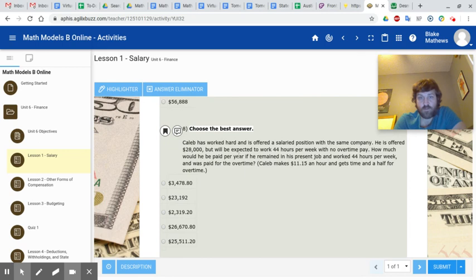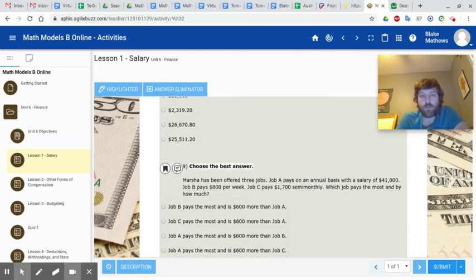Salaried position. It says he's offered $28,000, but he's expected to work 44 hours a week with no overtime. How much will he be paid per year if he remained in his present job and worked 44 hours a week? So we want to know, same question. If I work $11.15 an hour for 40 hours, overtime for 4 hours because it's 44, so the same calculation as the previous problem, but with this amount as the wage. And then you need to find the annual pay. So you need to do that answer times 52. And it's really just asking the question, is $28,000 better than what he's getting paid previously at this rate? So very similar to the previous problem.